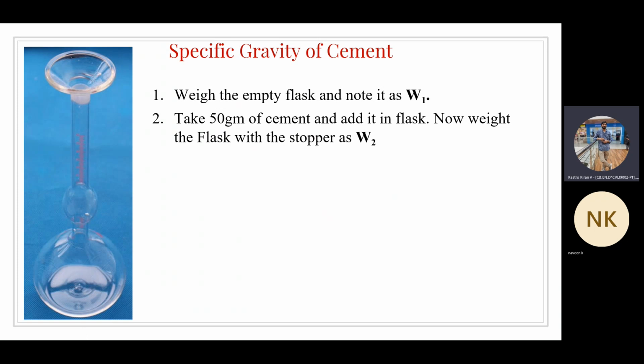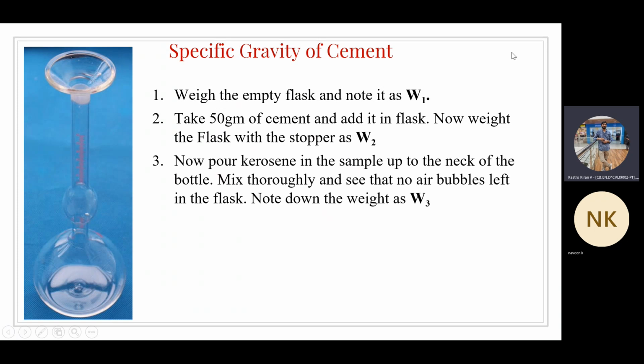Then we are going to pour kerosene into the specific gravity bottle up to the surface of the neck, and then we measure the weight. That weight we call W3. So W1 is the empty weight of the flask, W2 is the weight of the flask with 50 grams of cement, and W3 is the weight of the flask with 50 grams of cement and also filled with kerosene. So you have got three different weights.